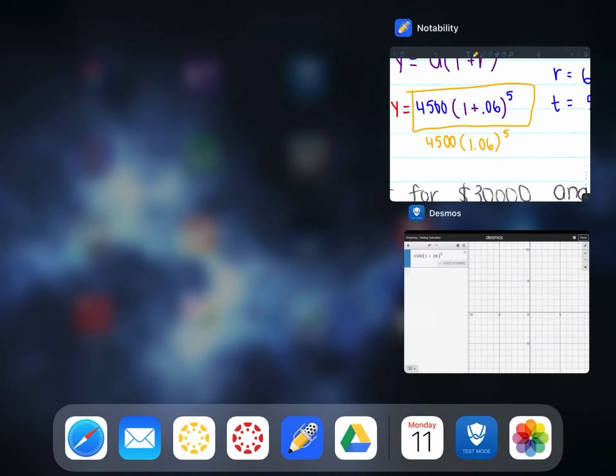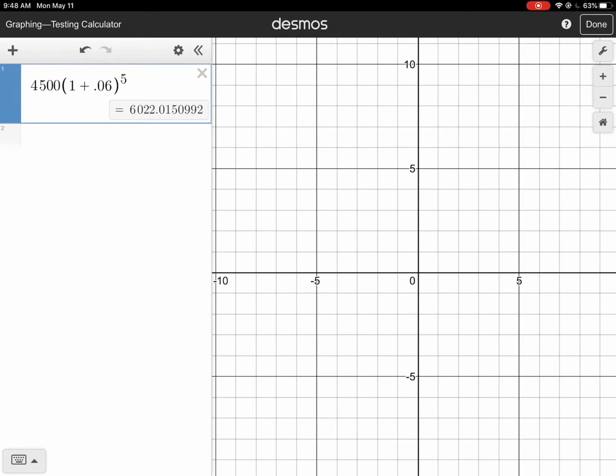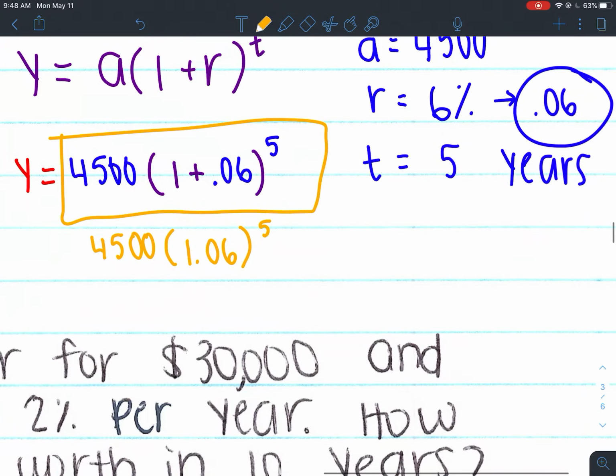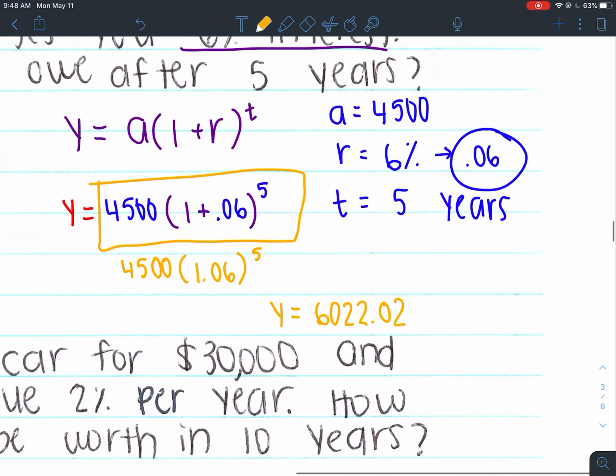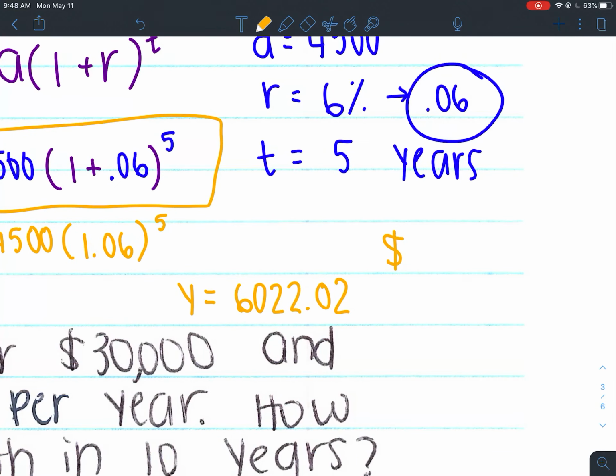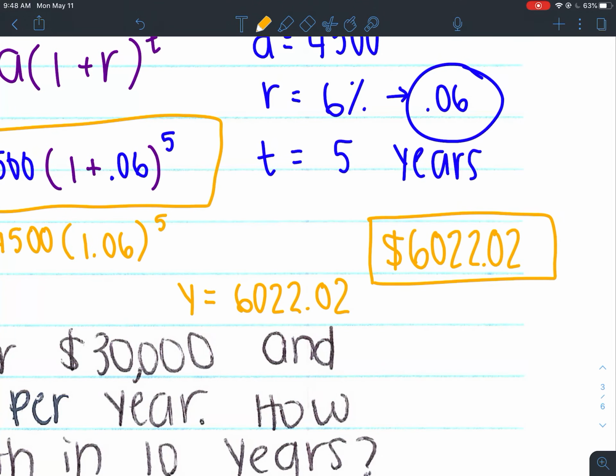6,022. So this is a money problem, so I'm going to go ahead and round to the 0.02 for 2 cents. So I get y equals 6022.02. So what does that mean exactly? Well, that means that after 5 years, you're going to owe the bank $6,022.02 approximately, because again, we did round.